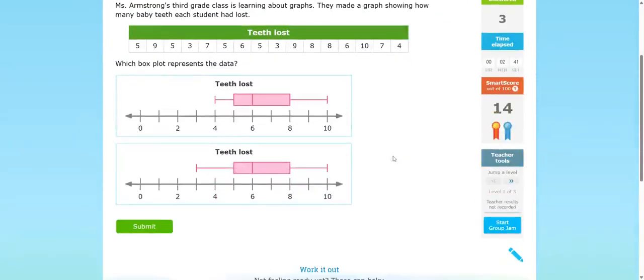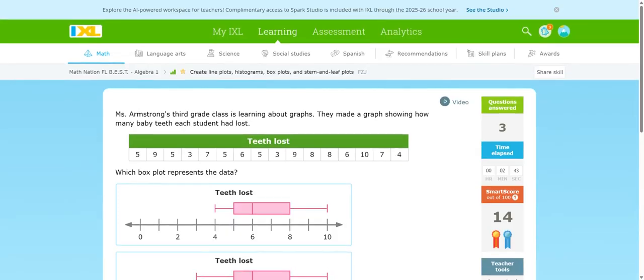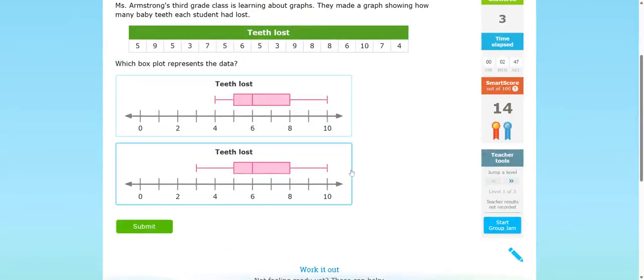All right. Here's some more information. Which plot best represents the data? Now let's look. What are these little whiskers? This is the maximum, and this is the minimum, right? They look like one's at 3 and one's at 2, so that pretty much gives away the answer.